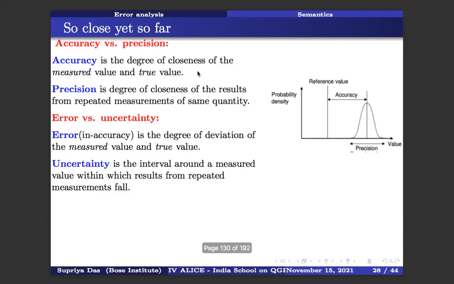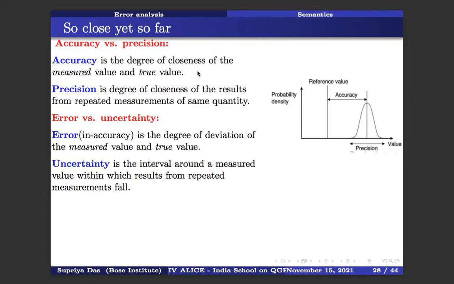Okay. So this is how you can represent it in a graphical way: in the x-axis you have your measured value, in the y-axis you have the probability density. By now you know from the previous 2 lectures what the probability density is. So how many times your measured value falls, that is practically the probability density, and your reference value here is actually the true value I'm talking about, and the mean of this.